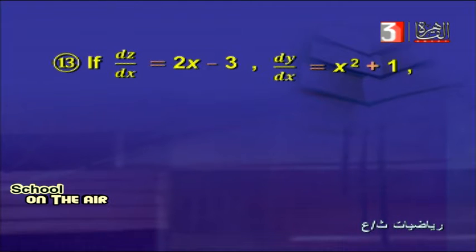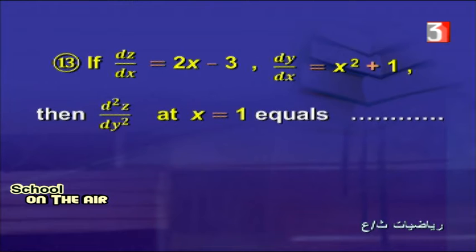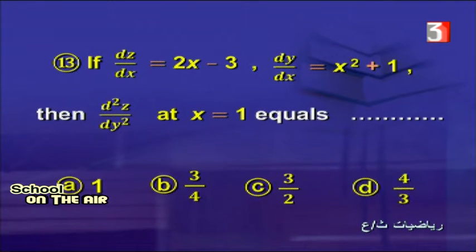If dz/dx equals 2x minus 3 and dy/dx equals x power 2 plus 1, then d2z/dy power 2 at x equals 1 equals 1, 3 over 4, 3 over 2, or 4 over 3. Now we have dz/dy equals dz/dx divided by dy/dx. Then dz/dy equals 2x minus 3 over x power 2 plus 1.